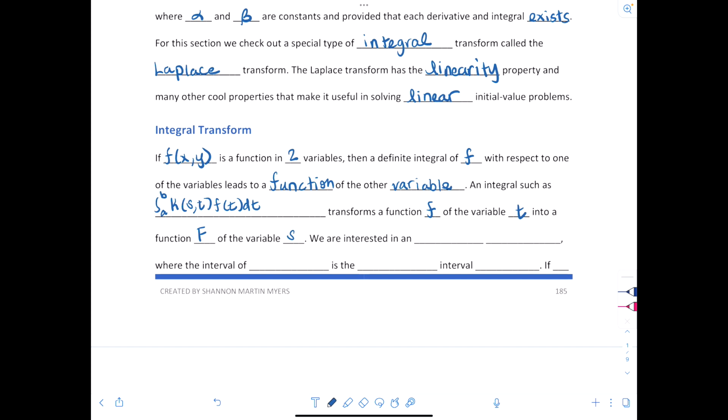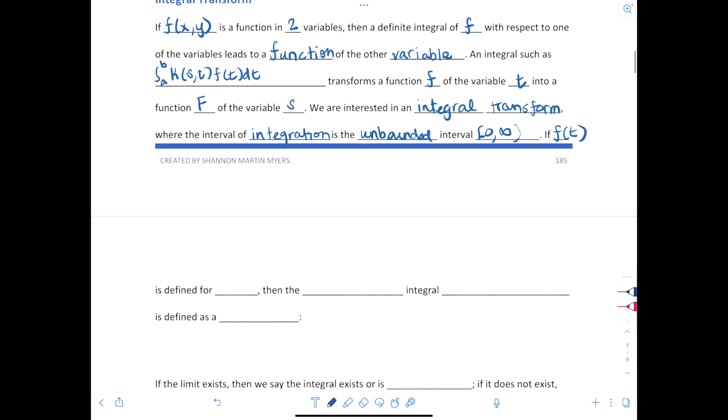We are interested in an integral transform where the interval of integration is the unbounded interval from 0 inclusive to infinity non-inclusive. If f of t is defined for t greater than or equal to 0, then the improper integral, the integral from 0 to infinity of capital K of s and t times f of t dt, is defined as a limit.